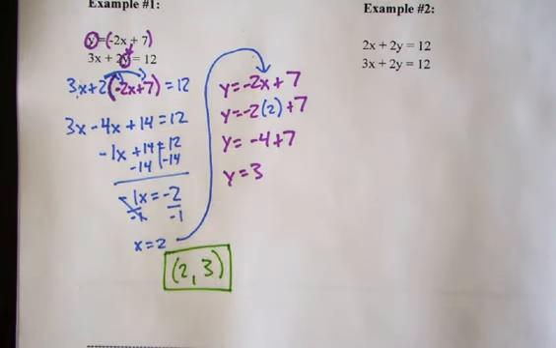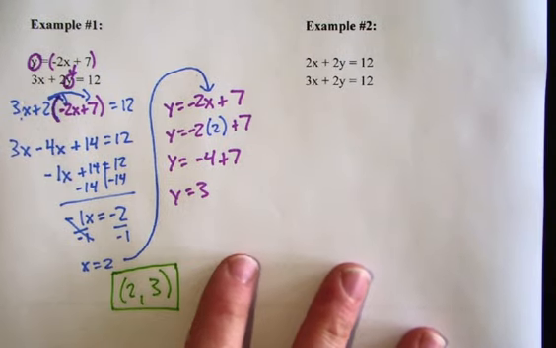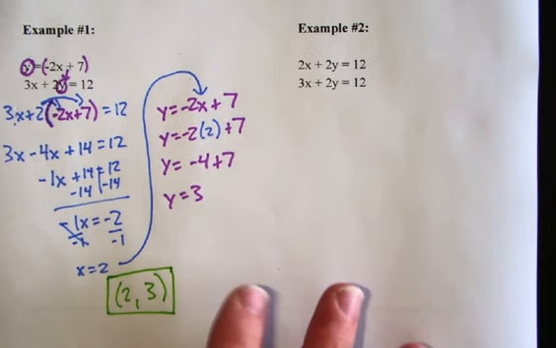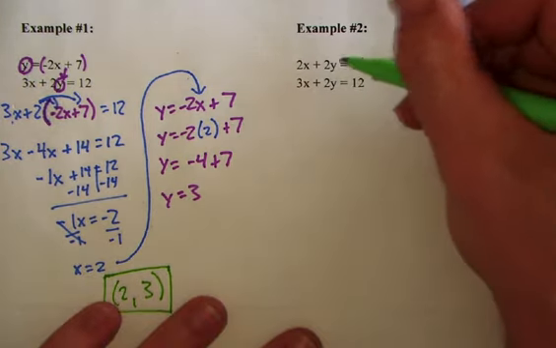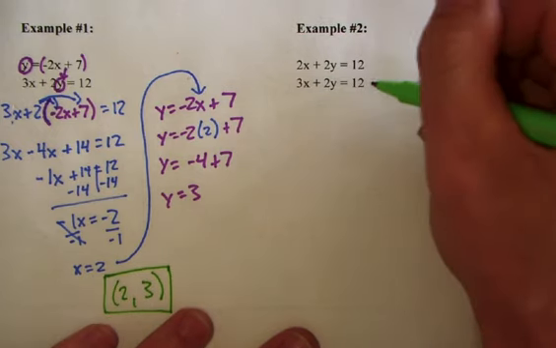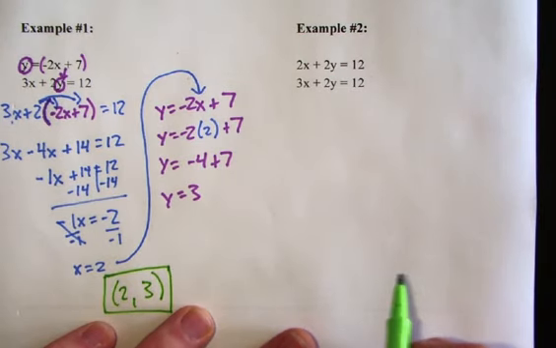All right, I'm going to do the same thing in example 2, but this time I'm not going to switch colors the whole time. I'll just use one color, and I'll use green, just so we don't get confused. Okay, so we've got 2x plus 2y equals 12, and 3x plus 2y equals 12. Ooh, those look pretty similar.